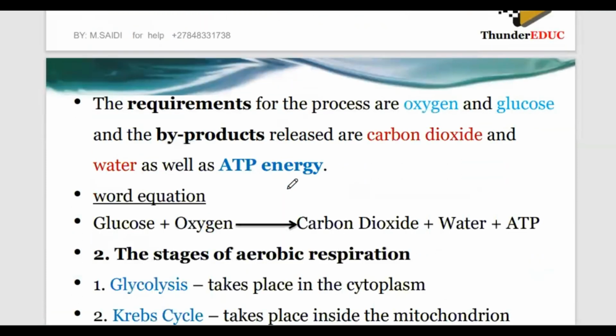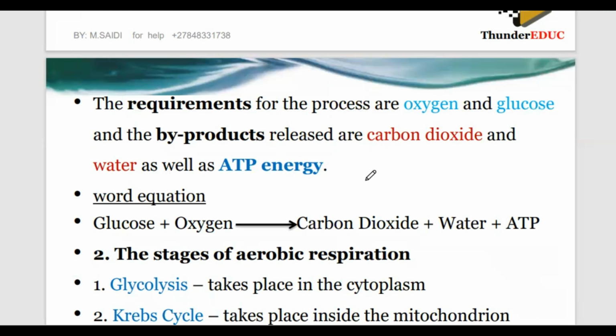So the requirements for this process are oxygen and glucose, and the byproducts are carbon dioxide as well as water. And the energy is the major product of this process. Don't forget that.